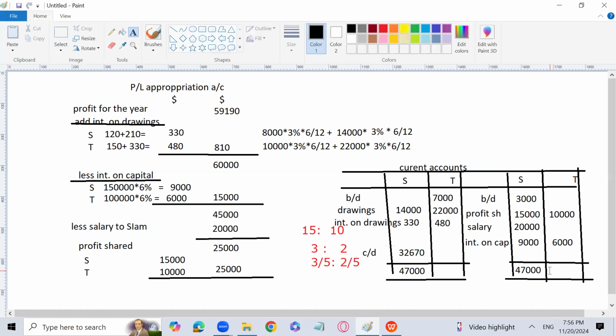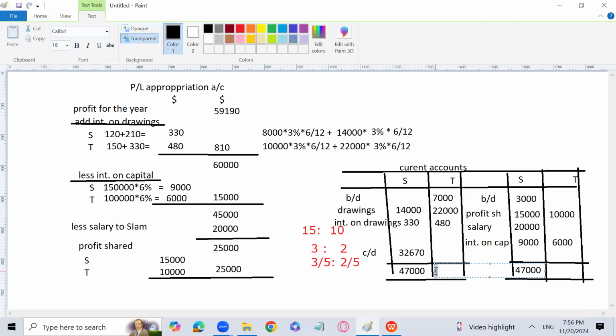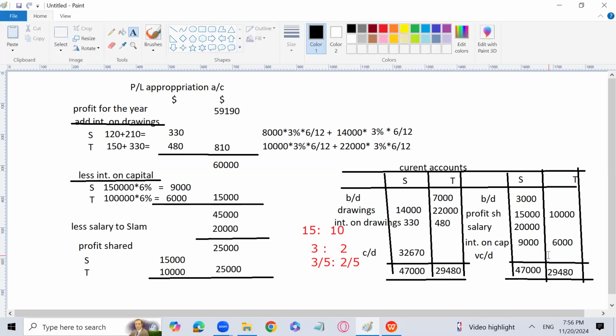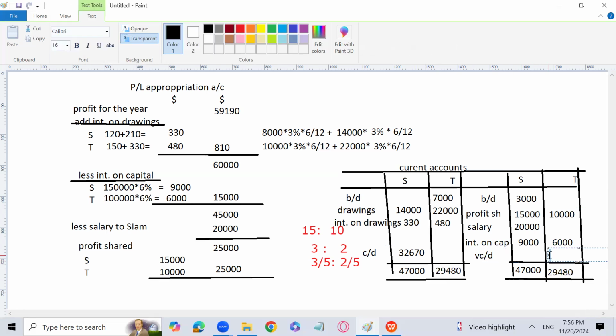Okay. Now I will go with T. The total of the T current account, the debit side is heavier. So T was having a loss of 7,000 in the past, and it looks like even this year he continues with the loss. The total is going to be 29,480. And here I will write the total in the same manner, 29,480. And here I will write the balance carried down in T. Let's go for the calculation.